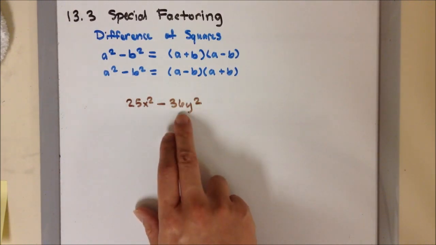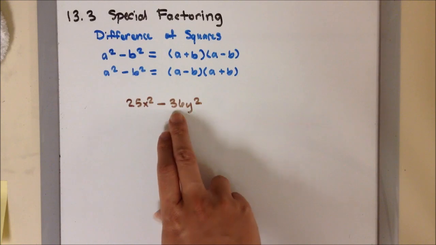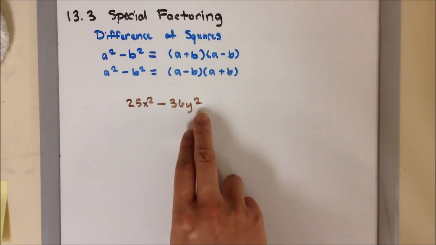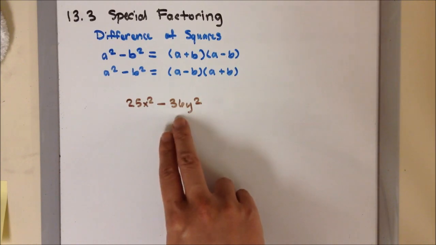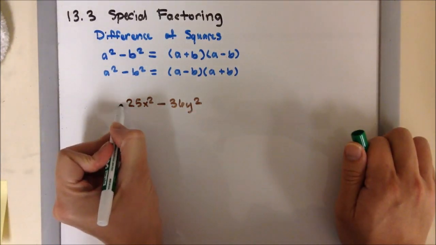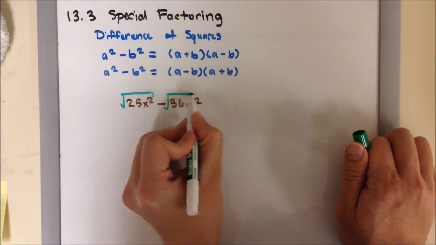Now let's take a look at the second term. If we look at the number 36, that's a perfect square. And then look at the variable y squared, another perfect square. So therefore the whole thing is a perfect square. So what we do is take the square root of the first term and then the square root of the second term.